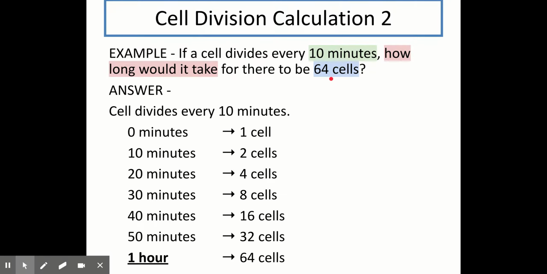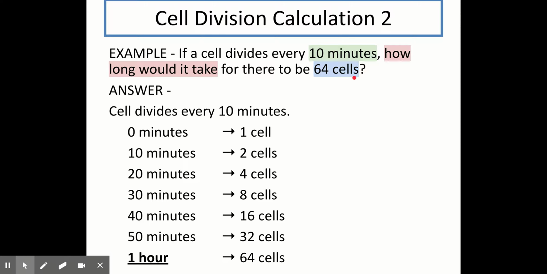Okay, so now we're going to change the style of question a bit. This time the question asks, if a cell divides every 10 minutes, how long would it take for there to be 64 cells? So this question is different. They want us to tell them the time and they've given us the number of cells. But actually this works in the exact same way as we did before, but we just do the right-hand side first this time. So I'm still remembering here that the cell divides every 10 minutes, and then down the right-hand side this time, I'm going to start with one cell and then keep doubling until I get to 64, which is what it asked about in the question.